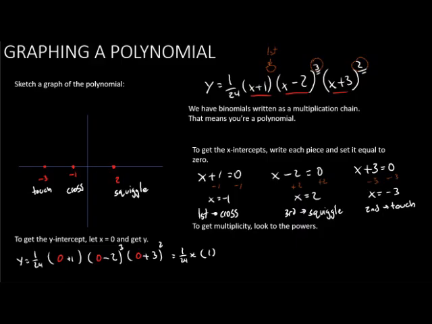We multiply that times negative 2 to the third power. Negative 2 to the third power would give us negative 8. And then we'll multiply that by 0 plus 3 squared, but 0 plus 3 is 3, and 3 squared is 9. If we multiply all of this together, 1 times negative 8 times 9, we will end up with negative 72, and we multiply that by 1 over 24. If we do this multiplication, we'll end up with negative 3. This means our y-intercept will be 0, negative 3. We'll place that on our graph as well.